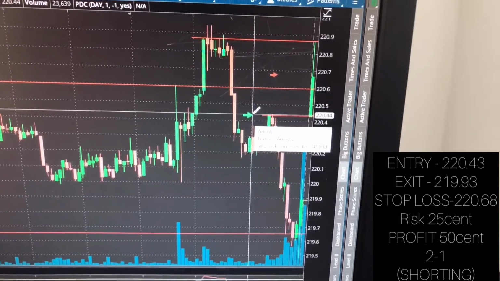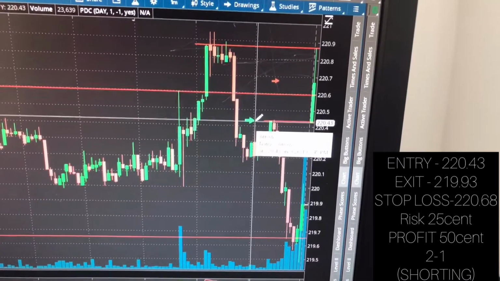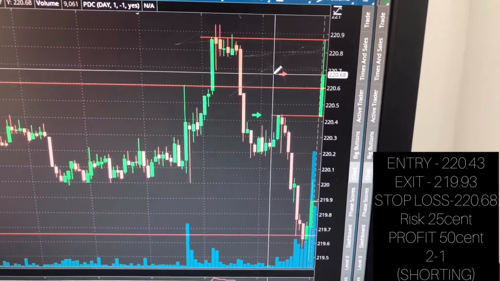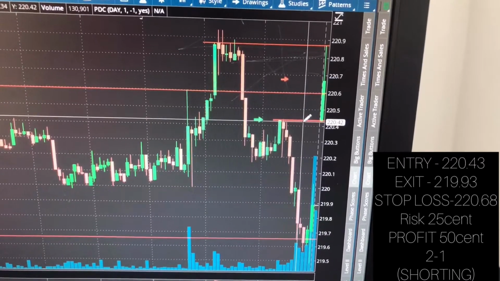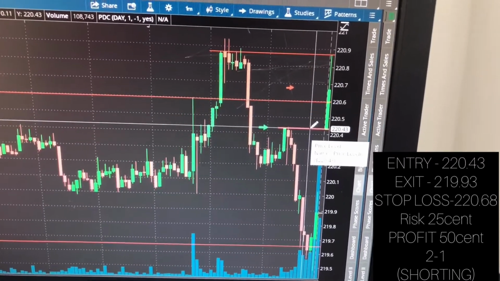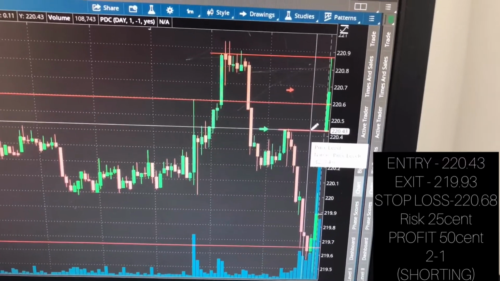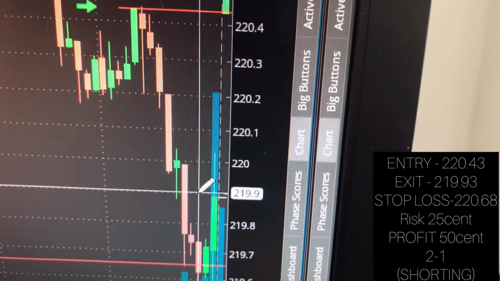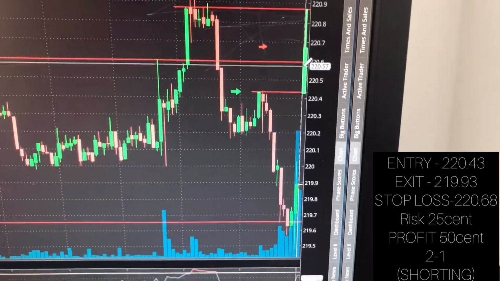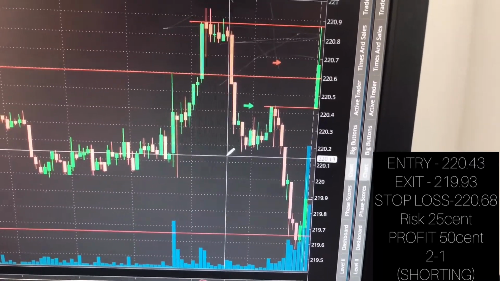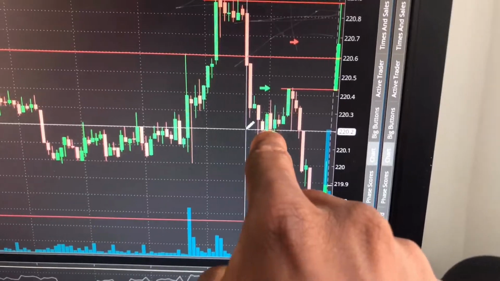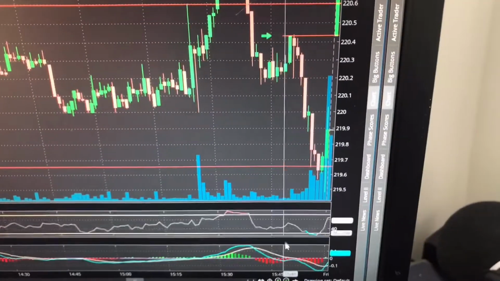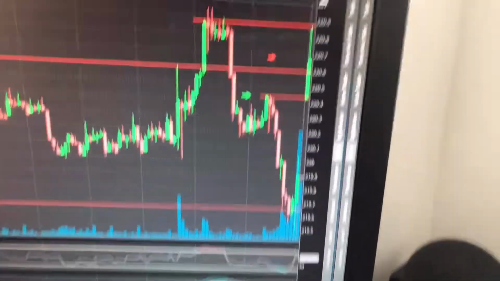My entry is at 220.43, whatever, and stop loss is at 220.68. Now, if it comes down to this and breaks this, I'm going to take a short position, betting that this thing cracks back down to the previous day close. Now, as we can see, this is going to be a support right here as well, but we're going to ignore it for now because I don't want too many lines on the screen confusing you guys. All right, so let's go over.